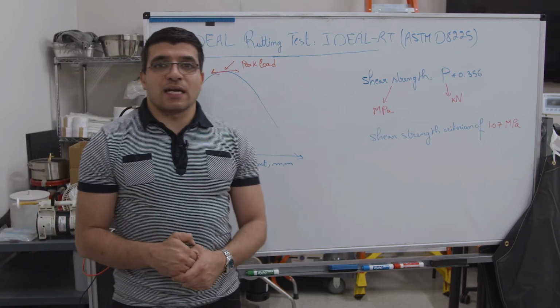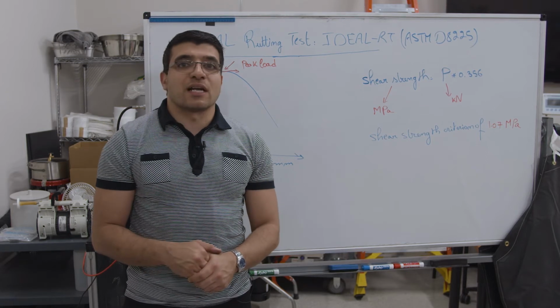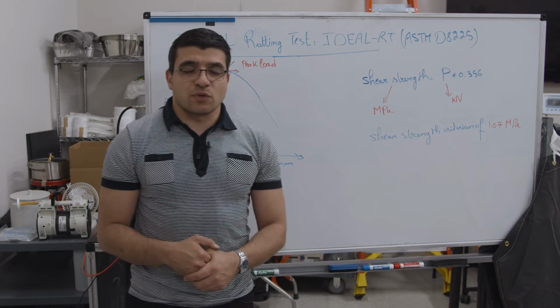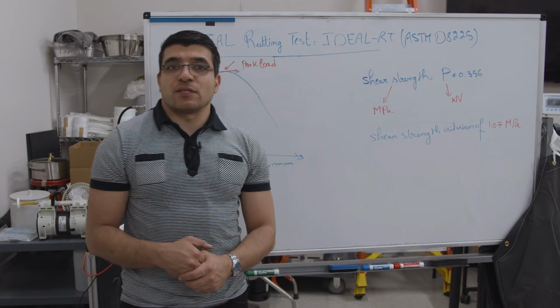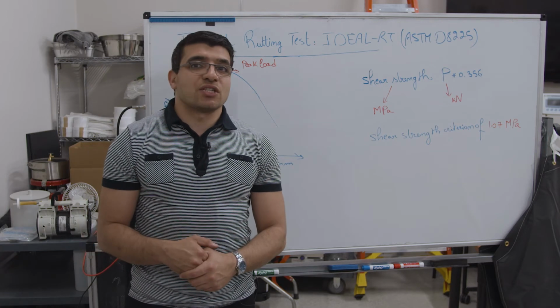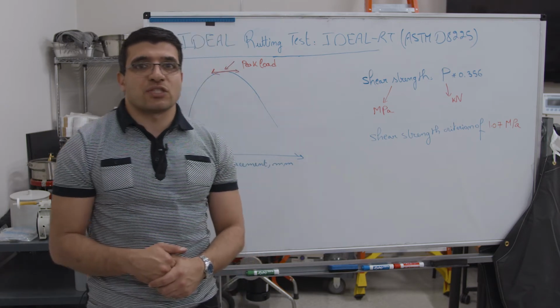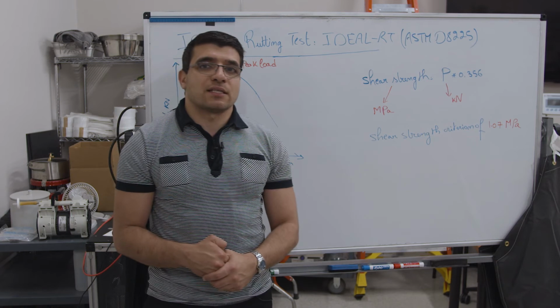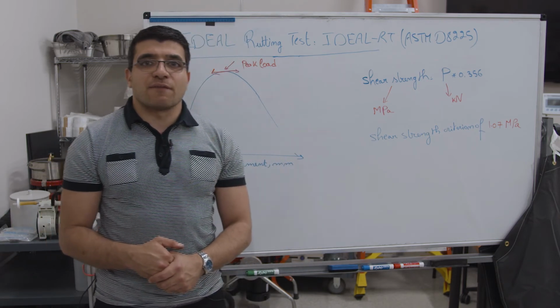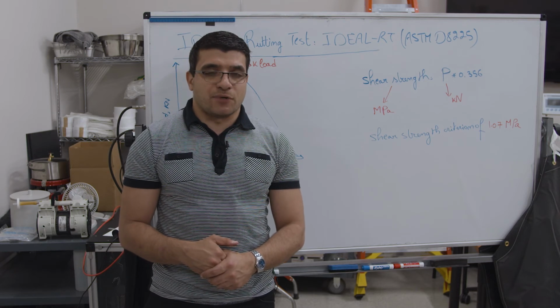Again, when we run the IDEAL-RT test, we run it either on a lab-compacted specimen or on a specimen taken from the pavement, known as cores. For the lab-compacted specimen, this could be from a laboratory-produced mixture. Usually these are conditioned for 2 hours at the design compaction temperature, then compacted to a thickness of 62 millimeters, a diameter of 150 millimeters, and a target air void of 7 plus or minus 0.5%.